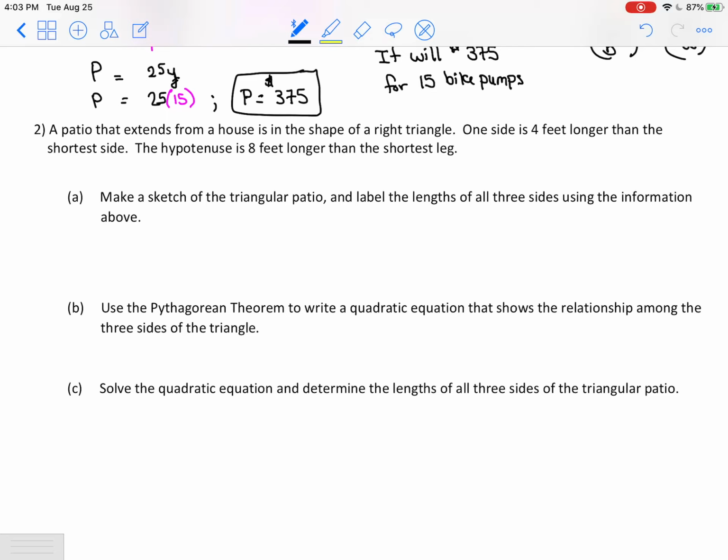All right, problem number 2. A patio that extends from a house is in the shape of a right triangle. One side is 4 feet longer than the shortest side. The hypotenuse is 8 feet longer than the shortest leg.